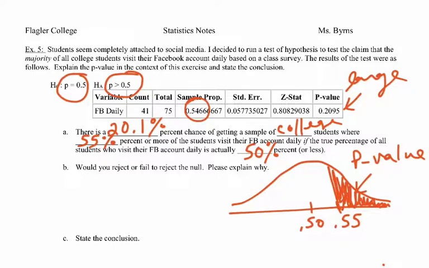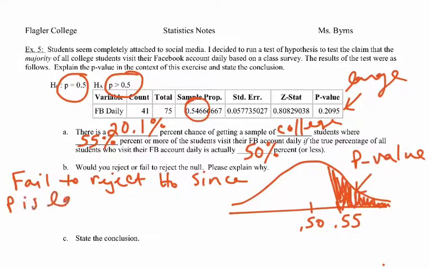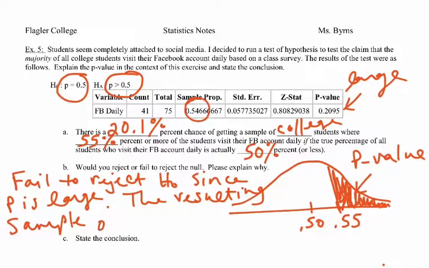So let's put this together. What could we say to conclude this? We would fail to reject the null hypothesis since P is large. Again, they didn't give you an alpha significance level, but P is large. 21% is a large p-value, so you don't have to worry about that. So the resulting sample of 55% is not unusual.